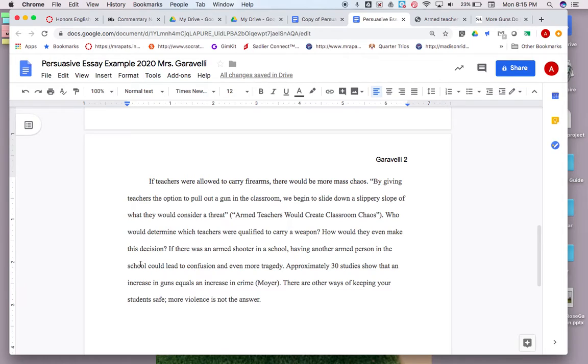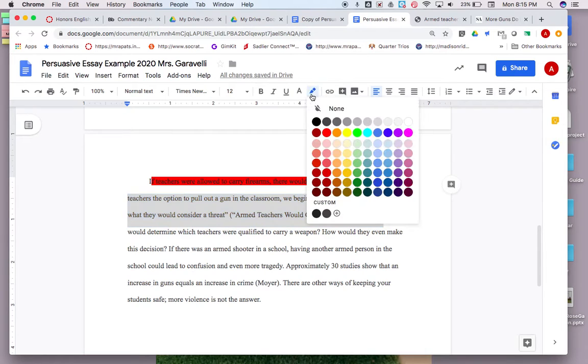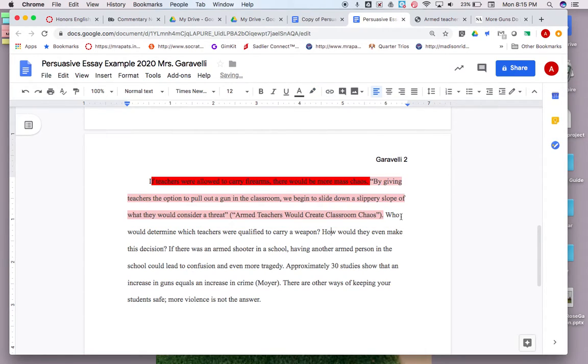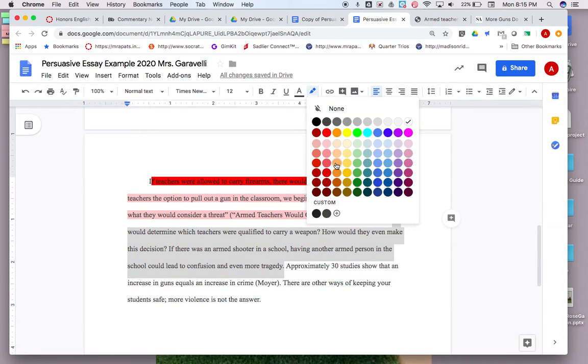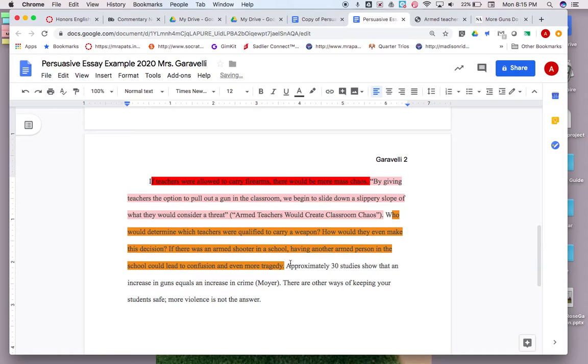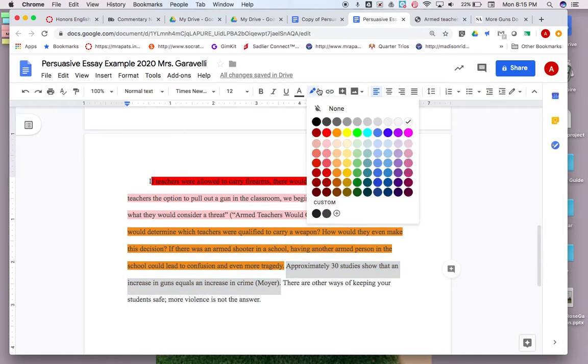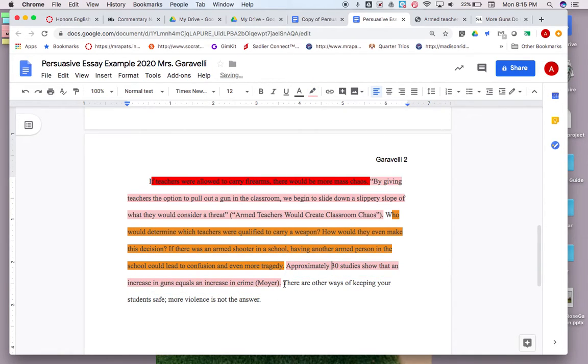Perfect. So, first body paragraph: here's my topic sentence. This is a citation. This is my commentary. This is a citation. You have to have 2, you can have more. And then this is my conclusion sentence. Okay. And then I'm done.